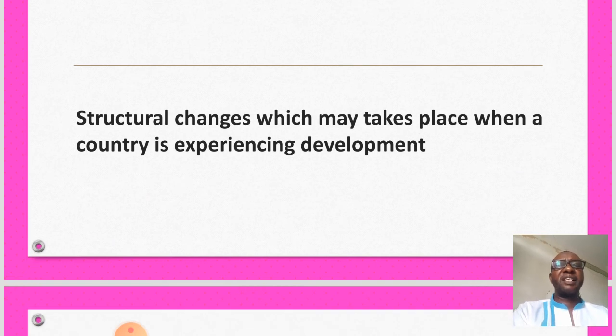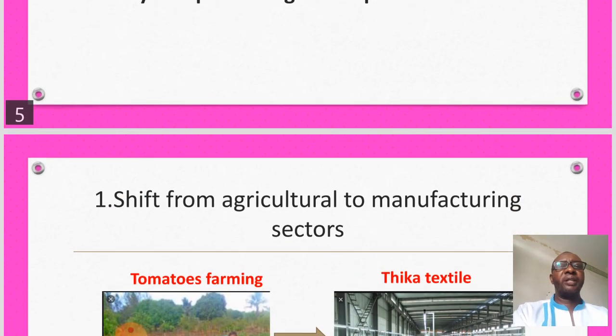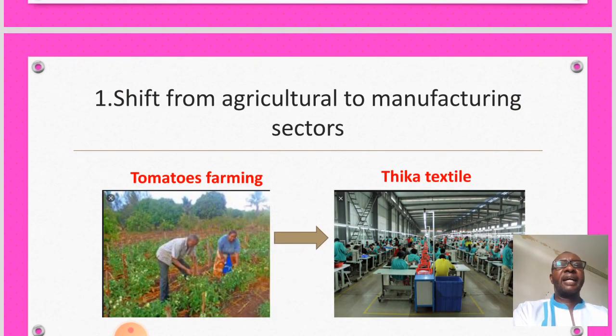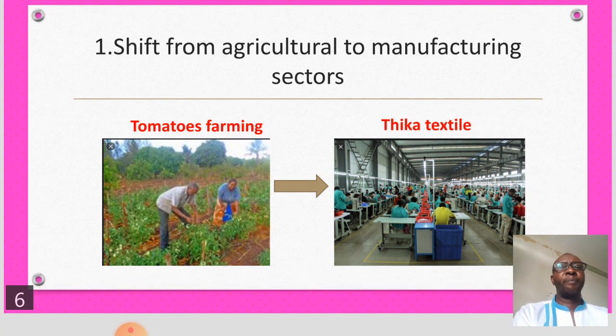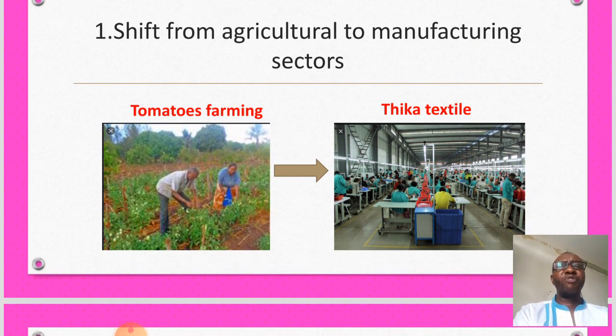We are going to look at the structural changes which may take place when a country is experiencing development. What are some of the changes that can be observed when a country is experiencing development? One, the country shifts from the agricultural to the manufacturing sector. So we have tomato farming there in the first diagram, and now the country moves from the agricultural sector to manufacturing. We have Thika textile.